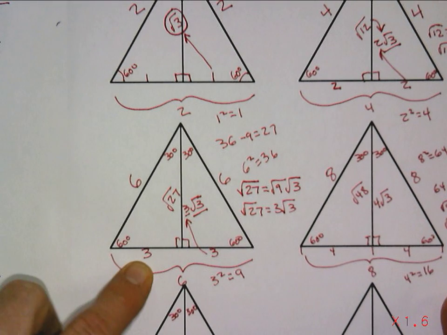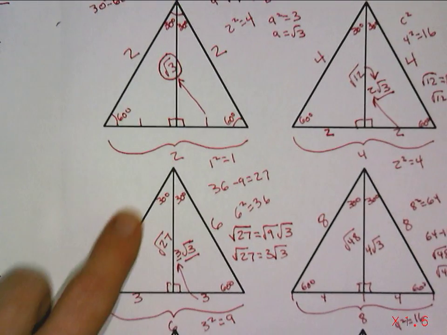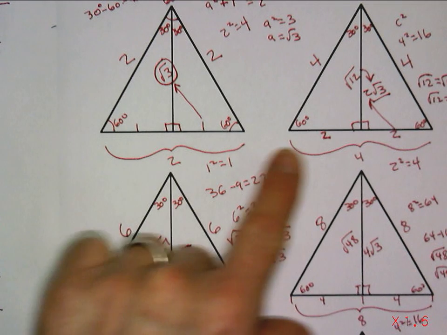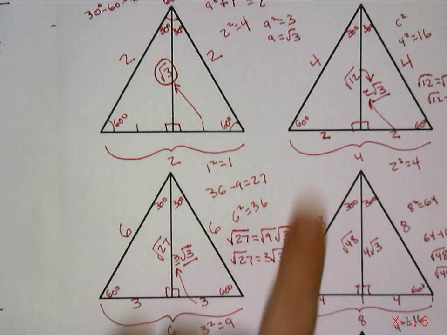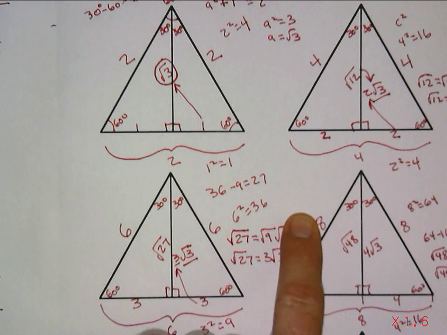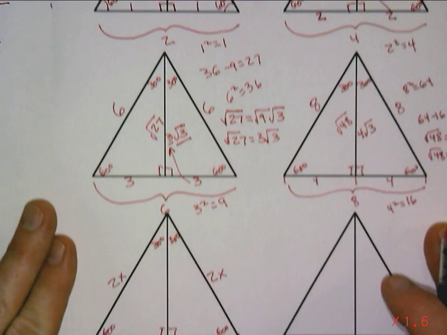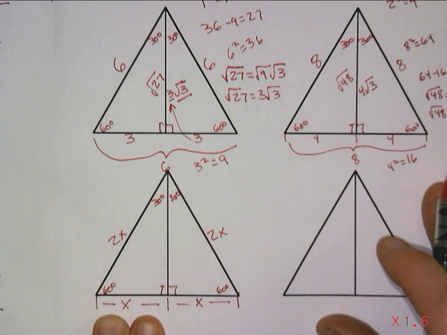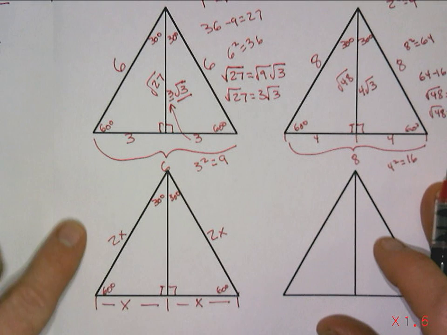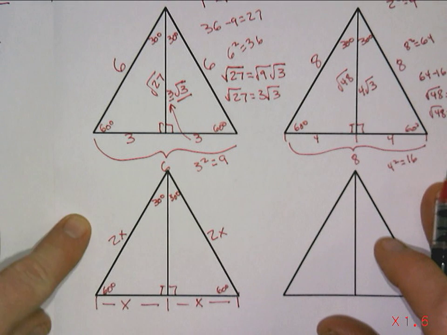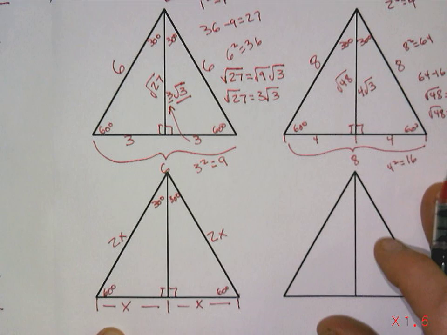If this was 3, this was 6. If this was 1, this is 2. If we have 2, we have 4. If we have 4, we have 8. And that's always true with the 30, 60, 90 triangle. The short leg, take it times 2 and you get the hypotenuse. Or you can think of it the other way, it's half the length of the hypotenuse.